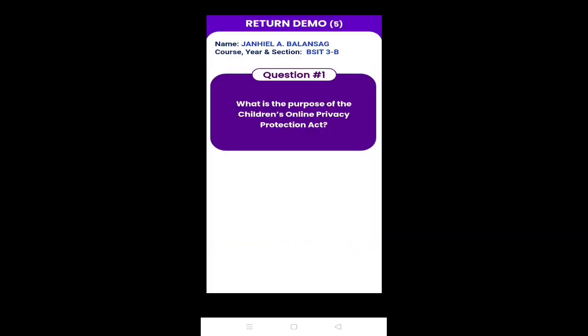Question number 1. What is the purpose of the Children's Online Privacy Protection Act? Well, in this question, the primary goal of COPPA is to place parents in control over what information is collected from their young children online. The rule was designed to protect children under age 13 while accounting for the dynamic nature of the internet. That's all. Thank you.